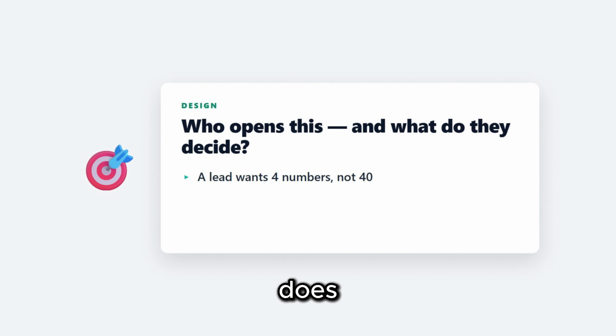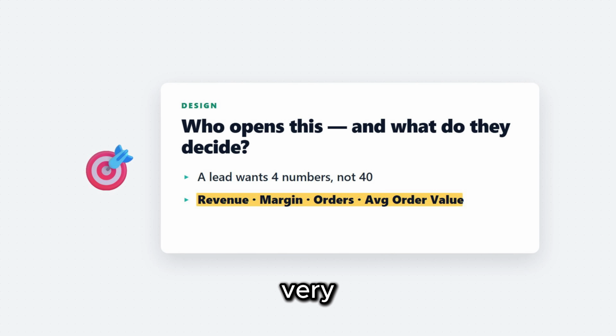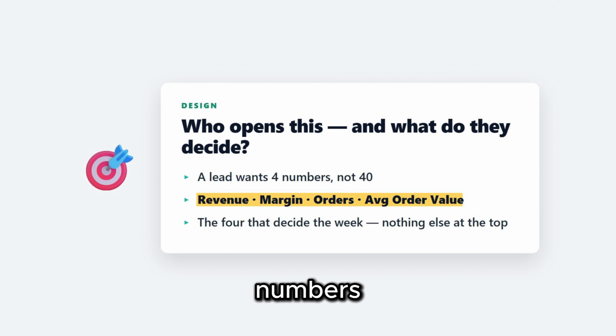A sales lead does not want 40 numbers. They want 4. So, at the very top, total revenue, gross margin, total orders, average order value, the 4 numbers that decide the week. Nothing else competes with them. Right next to each one, how it moved against last year.